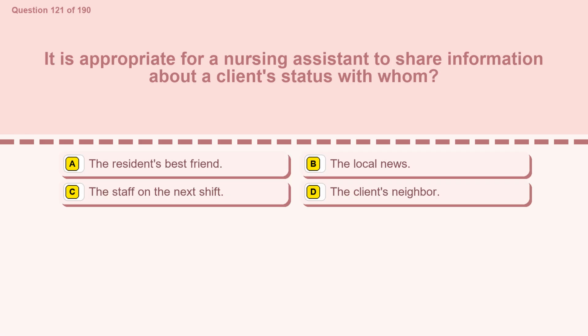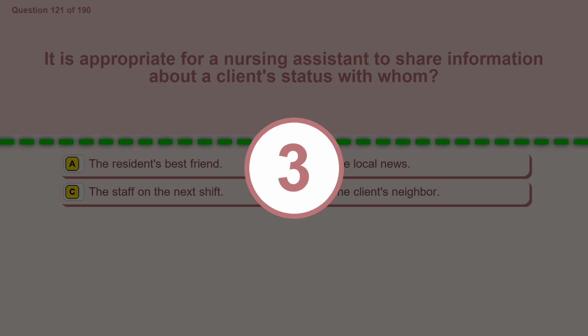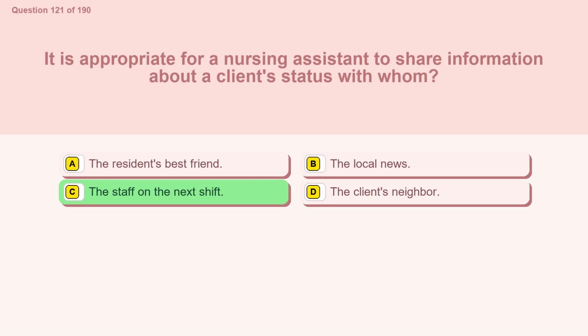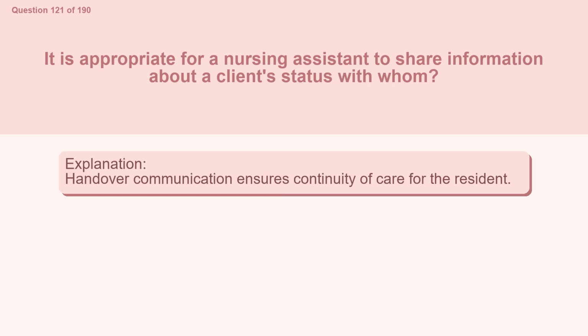Question 121. It is appropriate for a nursing assistant to share information about a client's status with whom? Option A, the resident's best friend. Option B, the local news. Option C, the staff on the next shift. Option D, the client's neighbor. The correct answer is option C, the staff on the next shift. Handover communication ensures continuity of care for the resident.